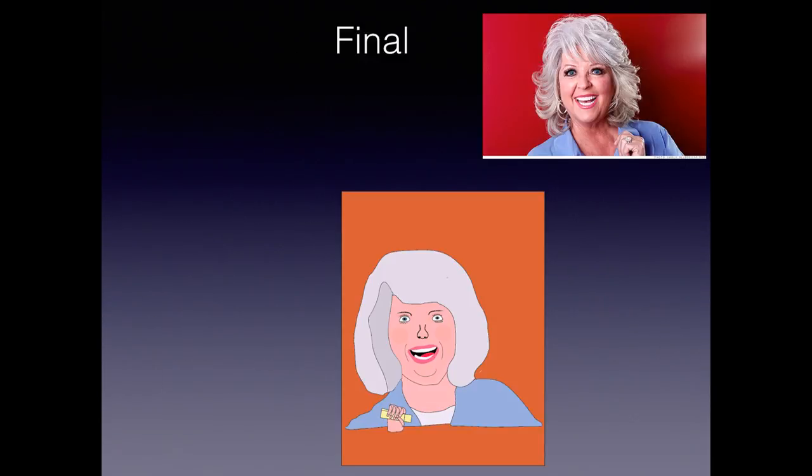And then here's my final. You can see in the top right, there's the original picture of Paul the Dean, and then in the bottom is the one that I traced and filled in her face, her shirt, her neck, and then her hand.